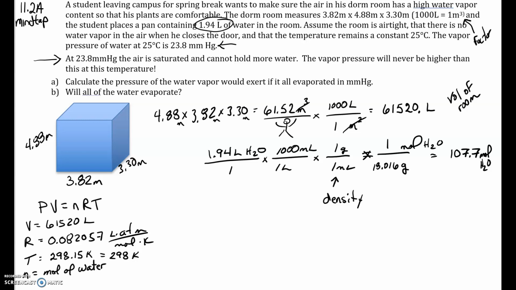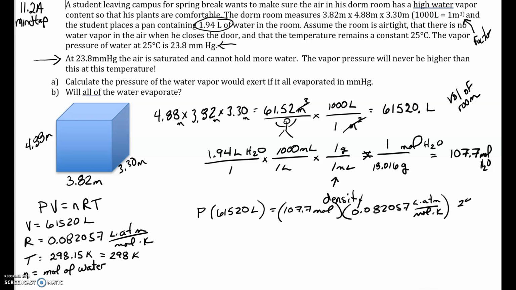So I think we might have everything we need here, right? I'm going to say P, the pressure, is what we want, times the volume of the room, 61520 liters, equals n, the number of moles. This is the water, 107.7 mole. And n now times R, 0.082057. This is liters times atmospheres over mole times Kelvin, nRT, and I've got my 298 Kelvin.